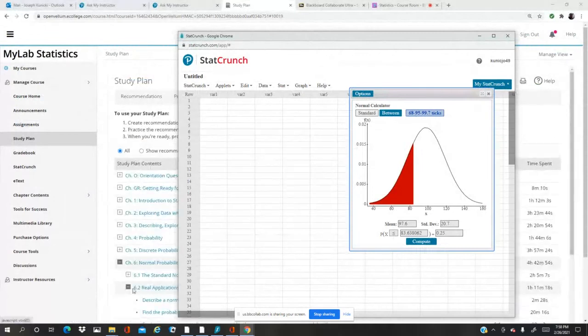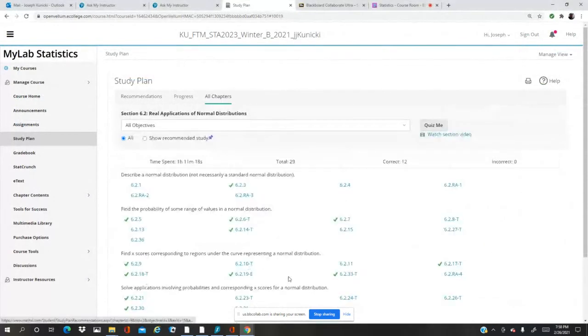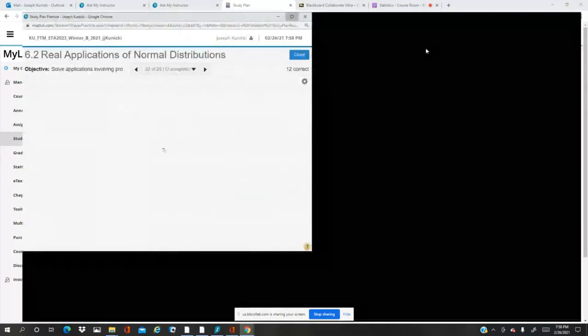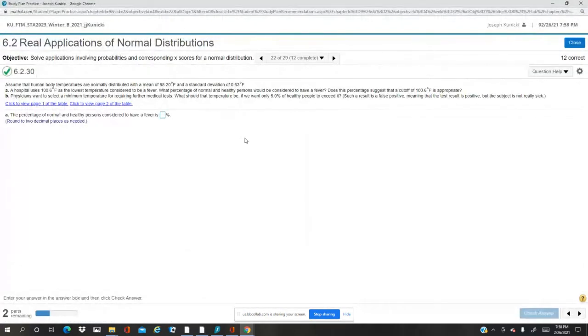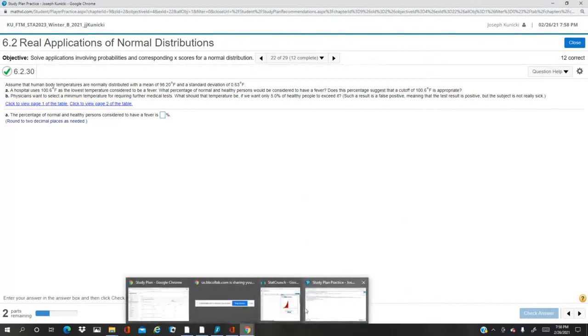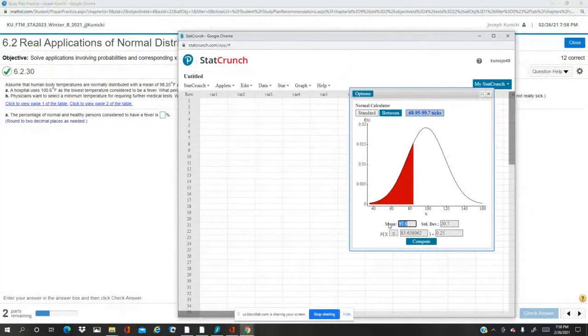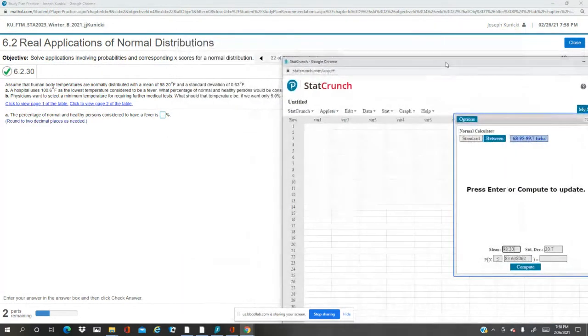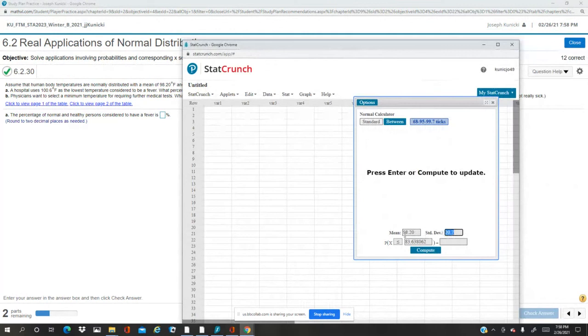Okay, so we'll go to 6.2.30. So here, assume the human body temperatures are normally distributed. Now it's a different mean, 98.2, and a standard deviation of 0.63. Let's see, StatCrunch is still open. I have to change the mean to 98.2. And the standard deviation was 0.63.